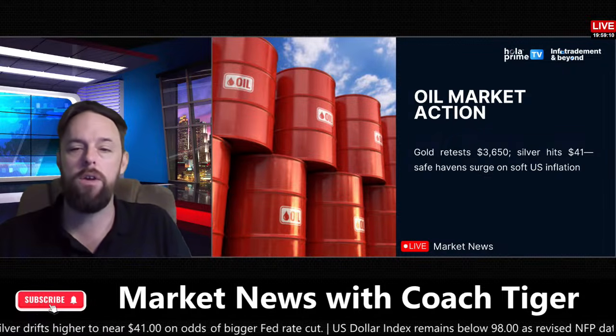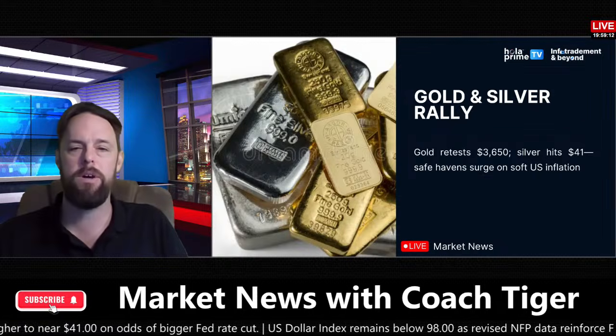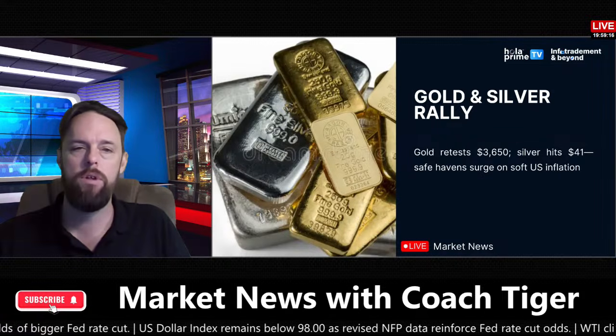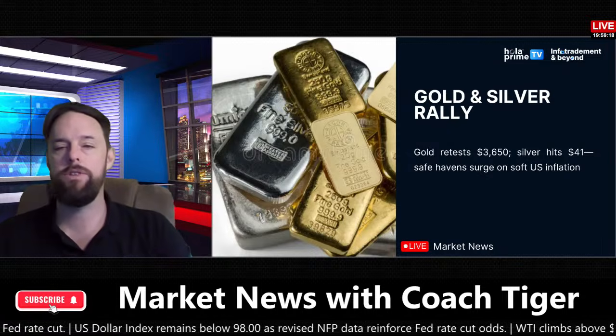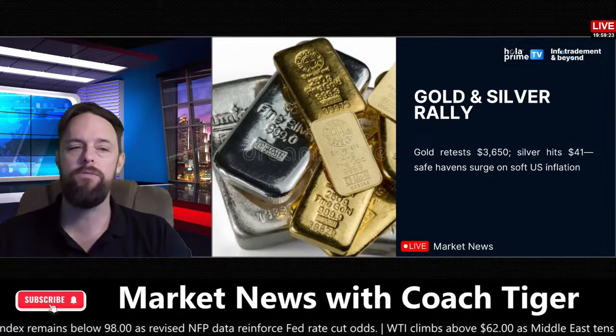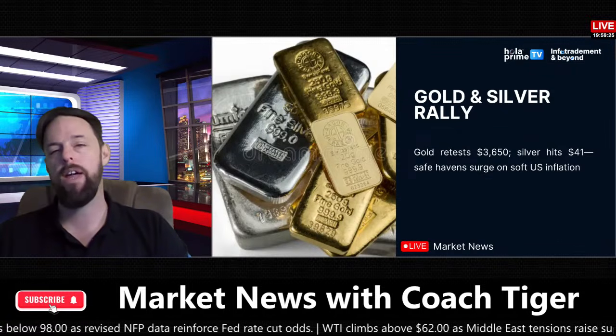And of course, we can't forget gold. The shiny stuff resumed its uptrend, retesting that $3,650 per troy ounce level and rapidly forgetting Tuesday's little tantrum. It is trading near record highs because softer inflation data is good for non-yielding assets.